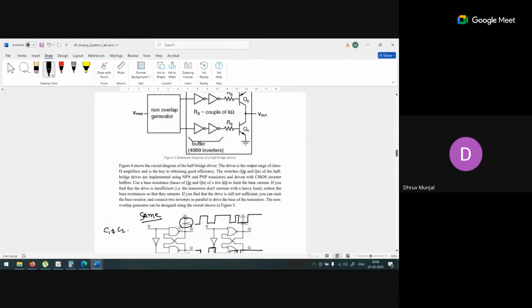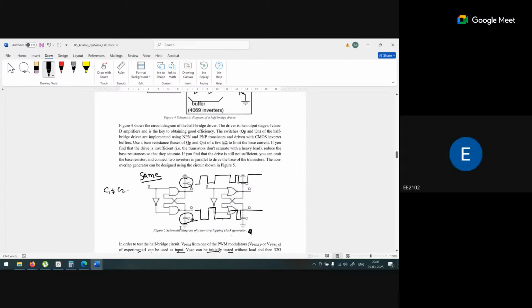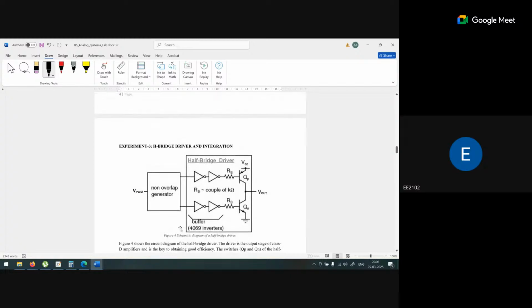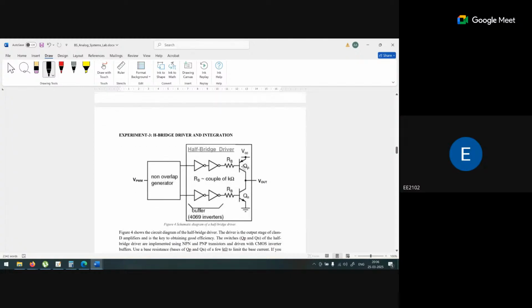Sir, what are these NPN, PNP transistors doing? This, sir, is the half-wave transistors. Basically, this particular transistor is called the pull down transistor, and this one is called the pull up transistor.